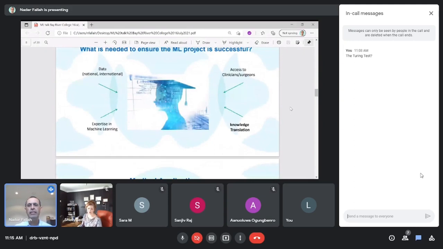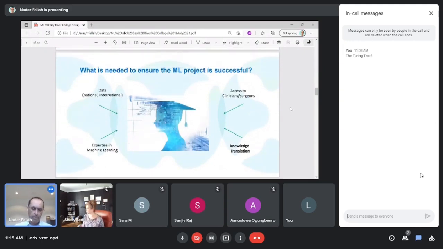But what do we need for such a project to be sure that it's successful at the end? First of all, we need good data. It could be national, could be international. We need some people who have expertise in machine learning. Also, and that is very, very important, we need a good collaboration with clinicians, surgeons, and those kinds of expertise.